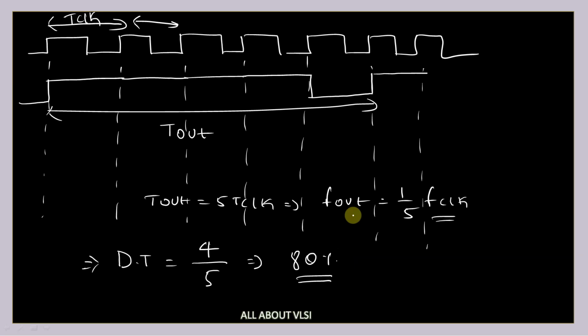Now, if I want to get frequency division by 5 with 50% duty cycle, how to achieve f by 5 with 50% duty cycle? The same method which I have followed for the frequency division by 3 with 50% duty cycle. Okay, how to achieve this?